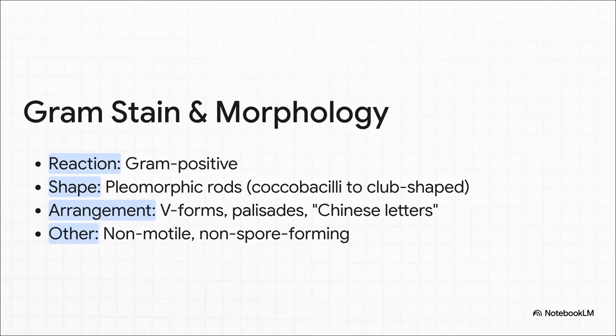Of course, it all starts with the gram stain. You see these gram-positive pleomorphic rods. They're not all the same shape. You get some coccobacilli, some club shapes, and those classic coryneform arrangements. You know the ones, the V-forms and palisades that look just like Chinese letters. For any of us at the bench, seeing this from a blood culture is that first huge clue that you might be dealing with a Corynebacterium.